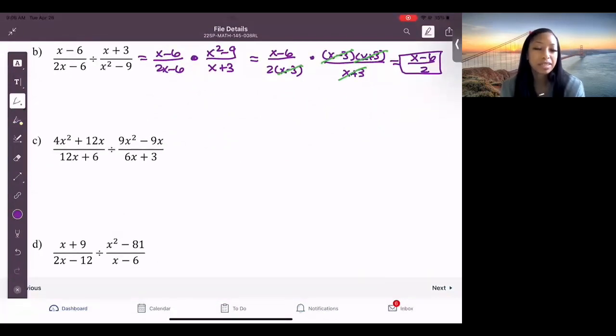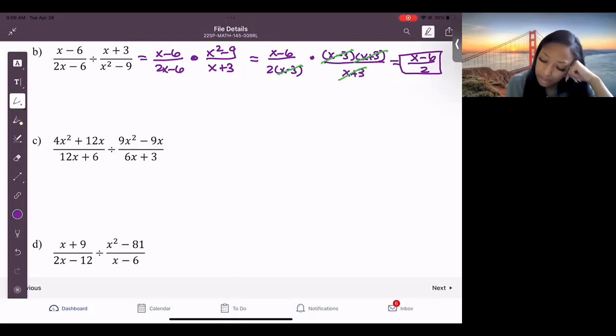Again, I'm going to point this out. These problems rely heavily on being able to factor. If you can't factor, then you won't be able to be successful on these types of problems at all. So if you're struggling with factoring, like I said, make sure you go back to what we learned in section 4.3, 4.4, and practice those factoring techniques.